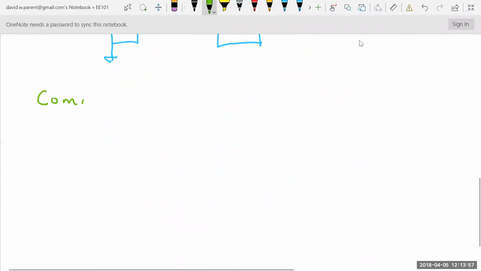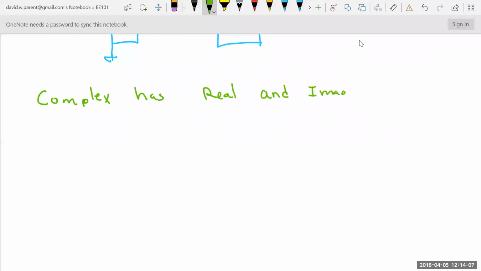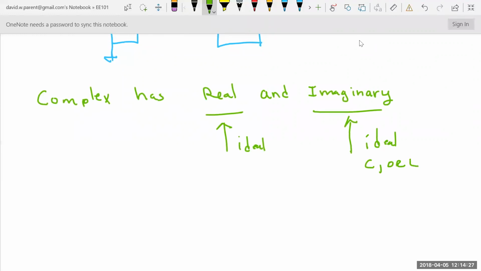So complex, right, has real and imaginary, right? Real is just like a resistor, an ideal resistor, and imaginary would be ideal C or inductor. But when you combine them together, we get a complex number.